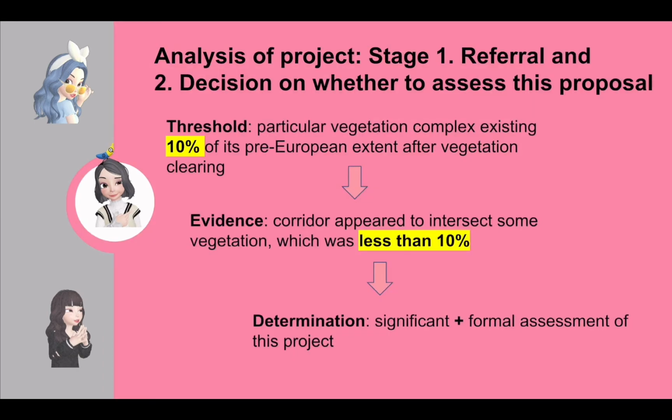Let's start. In stages 1 and 2, the significance spectrum was used. The threshold was set according to the EPA, which was that a particular vegetation complex should have 10% of its pre-European extent remaining after vegetation clearing. If the particular vegetation complex is less than 10% after clearing, the impact would be determined as unacceptable. Then the data shows that the corridor would intersect some vegetation which remained less than 10%. If this vegetation would be cleared, the remaining must be smaller than 10%. Therefore, the impact on this vegetation fell at the unacceptable side and triggered formal assessment of this project.